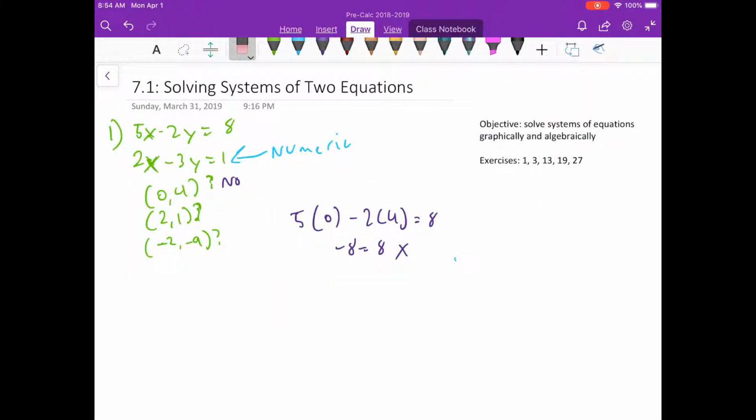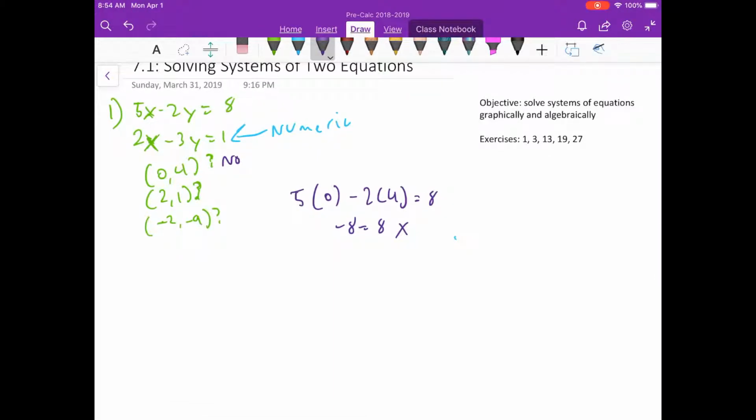Let's try the second one, (2, 1). We're trying to figure out if that one's a solution, so we plug it into both equations. It's 5 times 2 minus 2 times 1 equals 8. We get 10 minus 2 equals 8, so 8 equals 8. Great, so it's a solution to the first equation.